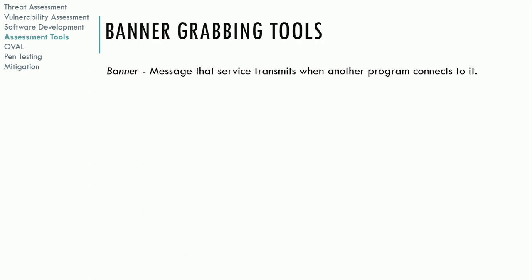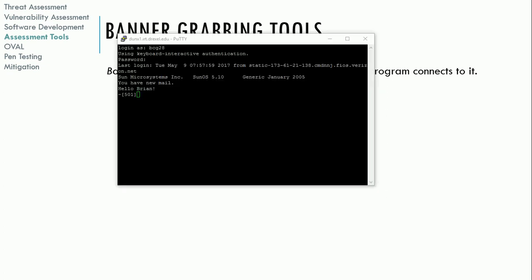So a banner grabbing tool is basically a tool that, and I could probably show you this. Some of you might recognize this from the labs, but I just logged into DunX1, and the banner is this part right at the top where I don't really have to guess as to which operating system is being run on that server. It tells me after I log in. Now, of course, it does this after I log in, not before. So after I log in, it tells me that it's Sun OS 5.1.